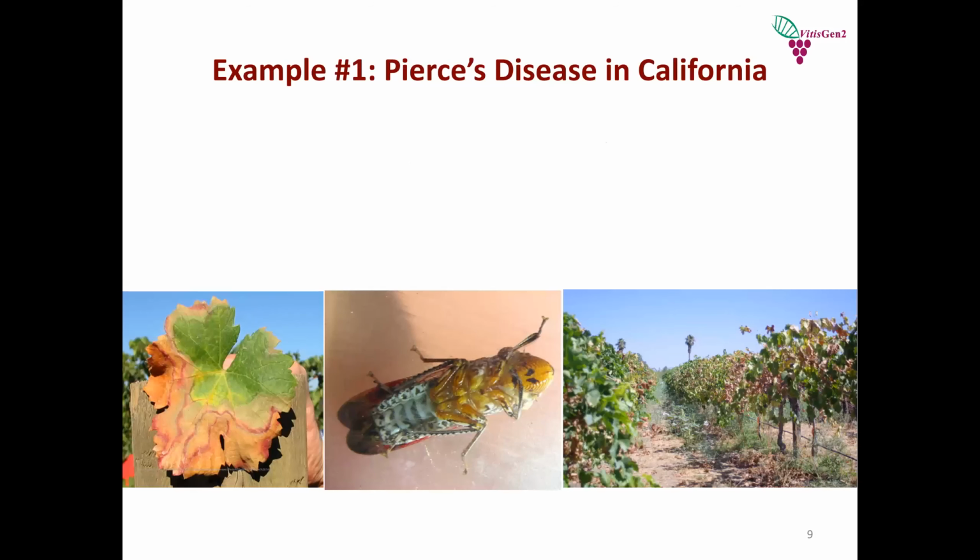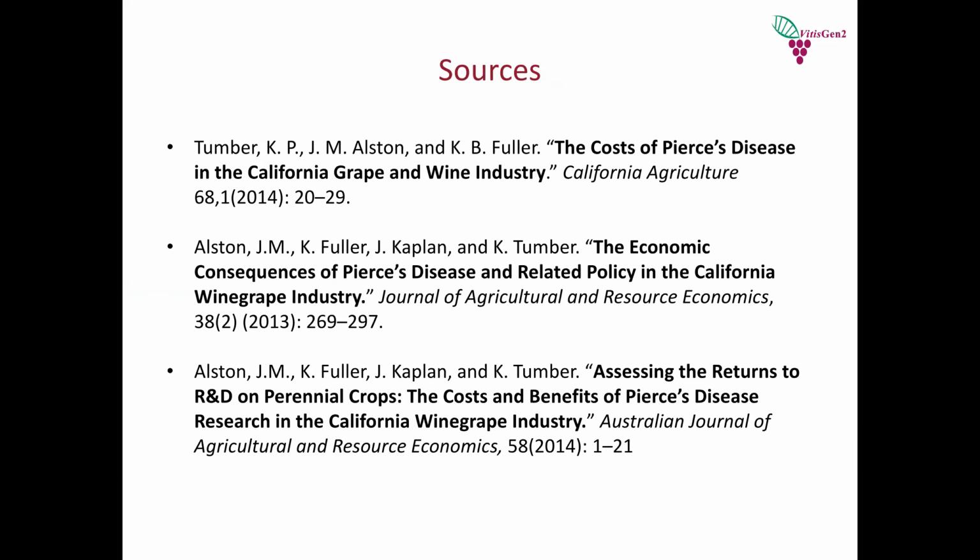So example number one, and I have two, is Pierce's disease. It's a serious disease of grapevines in the world. It's been the subject of research in our department for a good 10 or 20 years, starting with some work with Kate Fuller and Kabir Tumba, which was published in 2014. So we've modelled and measured the cost of this disease, the consequences of the policy that manages the spread of the pest and the disease, and the benefits from R&D to address that. So those are these three papers I've mentioned here.